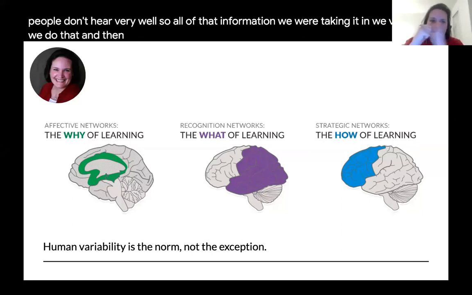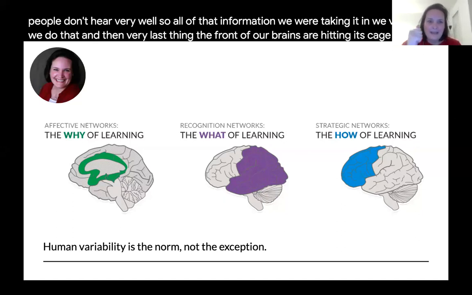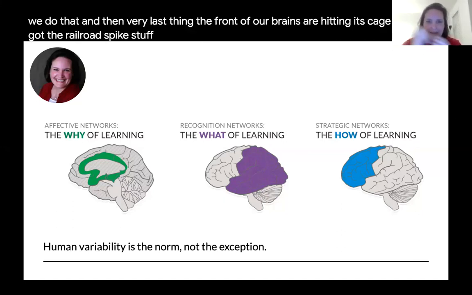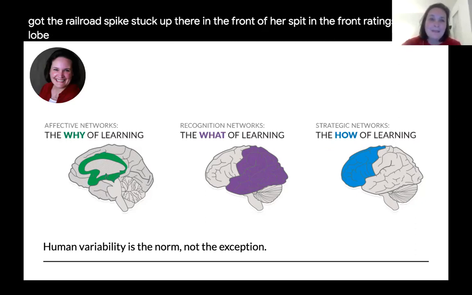And then the very last thing, the front of our brains, our strategic network. If you've ever heard the story of Phineas Gage, where he got the railroad spike stuck in his frontal lobe, he was unable to control his impulses.